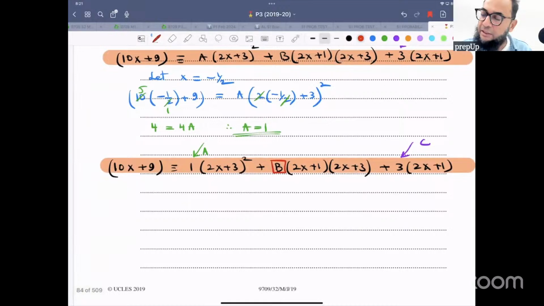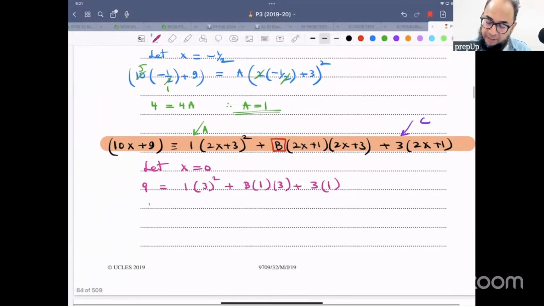So now choose any other value. Let x equal to 0. Let's choose a simple value. 9 equals 1 times 3 square, b times 1 times 3, and c is 3 times 1. So this is 9, this is 9, this is 3b, this is 3. The 9 and the 9 cancel out, 0 equals 3b plus 3, therefore b comes out to be negative 1.